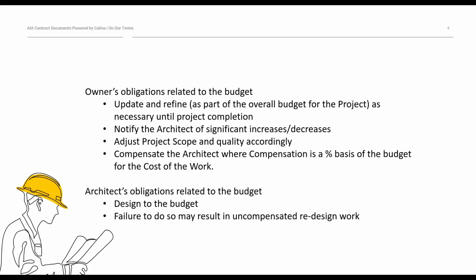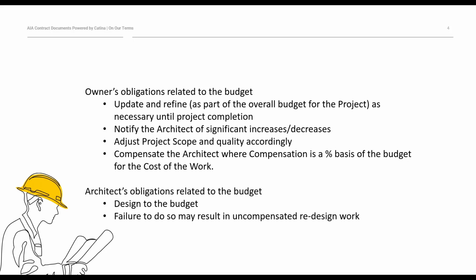Now, the budget has ramifications throughout the entire agreement and the entire project. I'm sure no one is surprised by that. But just a sampling of some of the things that each of the parties have to do with regard to the budget in the B101, and this would probably be true on any type of owner-architect agreement. Once you have an initial budget, that budget needs to be updated and refined, and that obligation is on the owner as part of their overall budget for the project. As the project proceeds, the budget needs to change to accommodate changes on the project or market changes. There are lots of items that can impact the owner's budget throughout the course of a project.